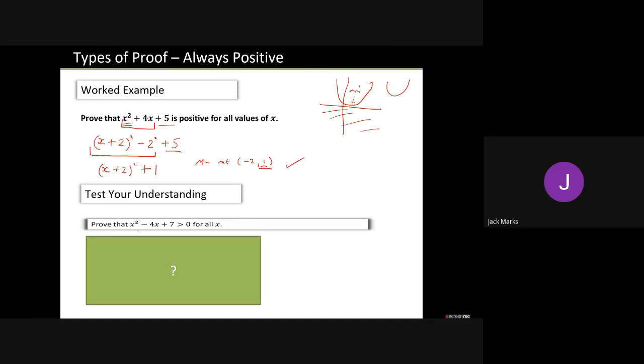Test your understanding. Prove that x squared minus x plus 7 is greater than 0 for all x. Compare with the top part above. Pause the video here. Have a quick go.